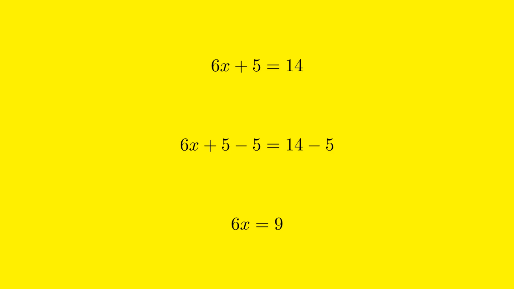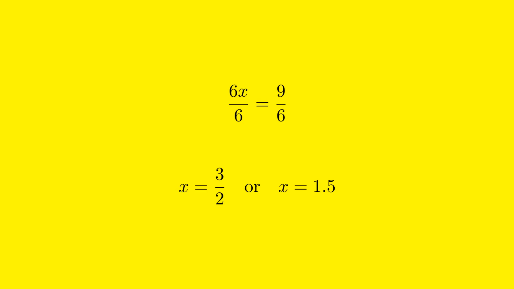When we subtract 5 from the left side, we also need to subtract 5 from the right side to maintain the equality. This alters the equation in the following way. 6x plus 5 minus 5 equals 14 minus 5. The plus 5 and minus 5 on the left side cancel each other out, leaving us with 6x equals 9. Thus, Step 1 transforms the equation from 6x plus 5 equals 14 to 6x equals 9.